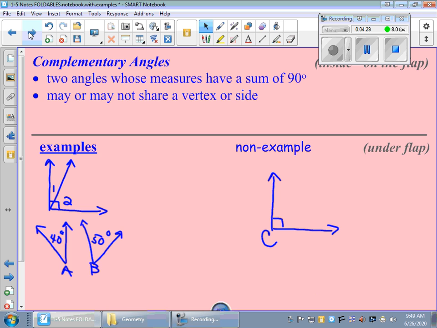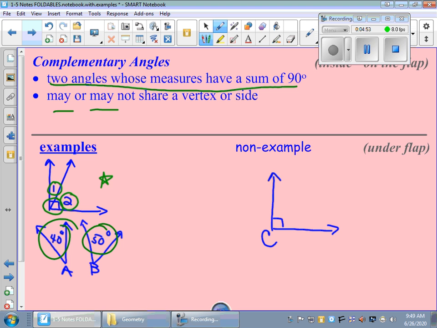Now, complementary. Complementary angles are two angles whose measures add up to 90, and they may or may not share a common vertex or side. In this example, you can see the 90-degree square. Here's angle 1, here's angle 2. They add up to 90 degrees. These two are adjacent, but it doesn't matter. In this example, 40 plus 50 adds up to 90. So yes, those are called complementary. Why is this a non-example? It's only one angle and not two.